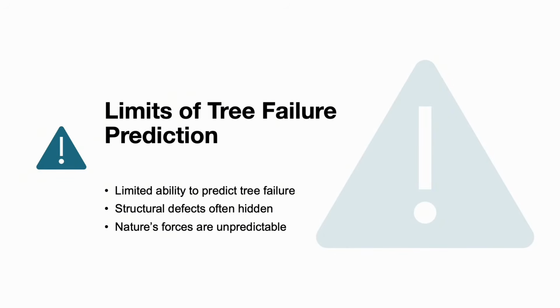Unfortunately, predicting tree failure is not an exact science. Even with training, arborists are limited in how accurately they can predict failure. We look for characteristics linked to failure, but some aren't visible, like internal defects or root problems.